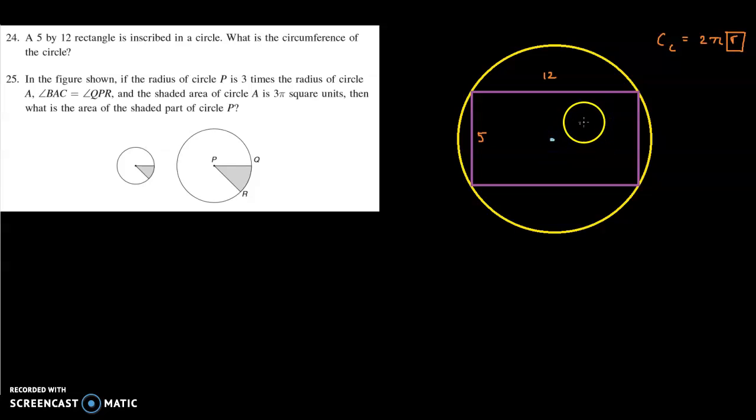So the radius would be from the center to the edge, right? Something like this. That's the radius. But now just notice something.